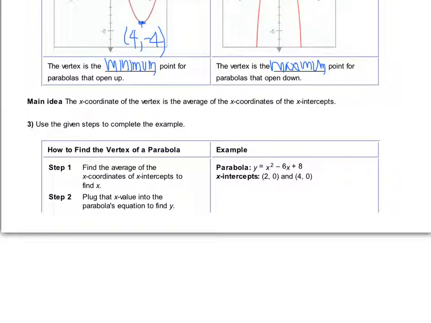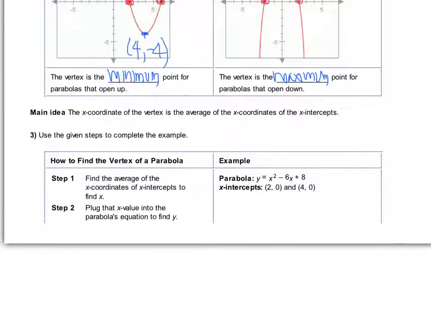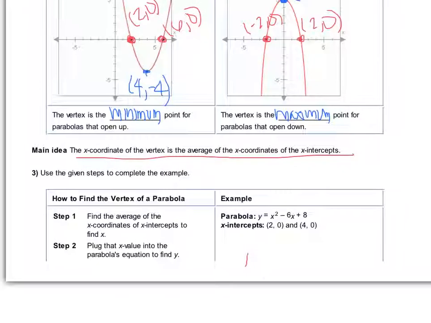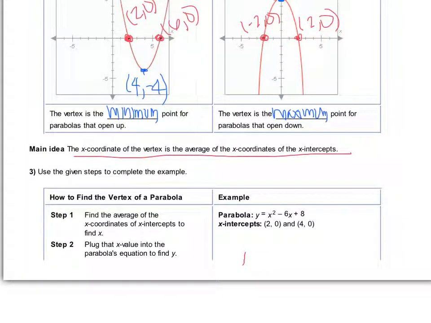So it says the main idea is the x-coordinate of the vertex is the average of the x-coordinates of the x-intercepts. This is something that's going to show up in your quiz, but it's not something that we're going to talk about because it's very confusing. So when it asks you how to find the vertex of a parabola, all I want you to do when you're finding the vertex is to graph it, okay?